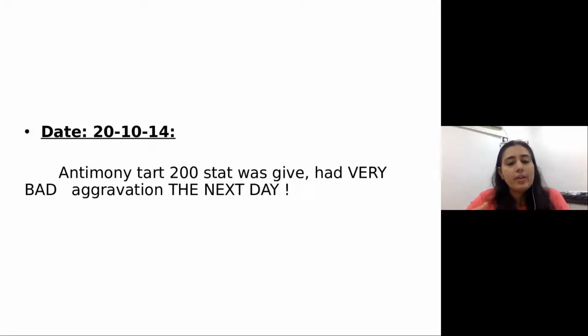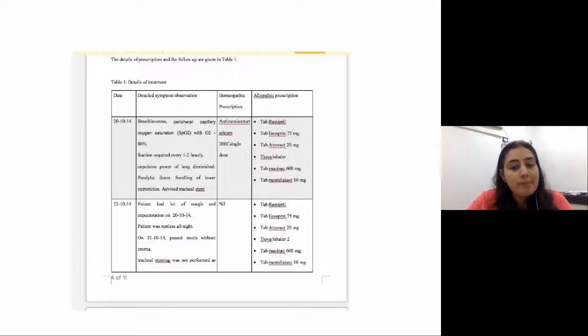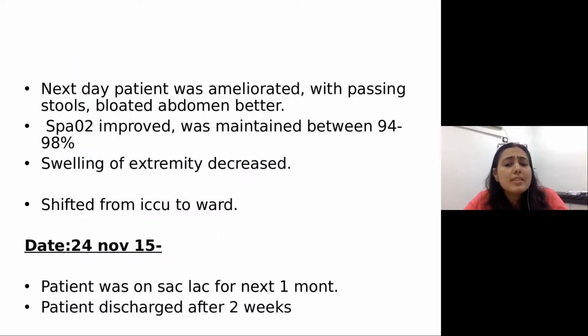And on the third day of the remedy, we know that the patient had paralytic ileus, like his intestines were in a state of paralysis, and the patient could not pass motions. He had to go to the toilet. He had an enema, still didn't pass motion. But after the second day of the remedy, the patient passed motions without enema. The swelling of his extremities reduced. So this is a very good change.